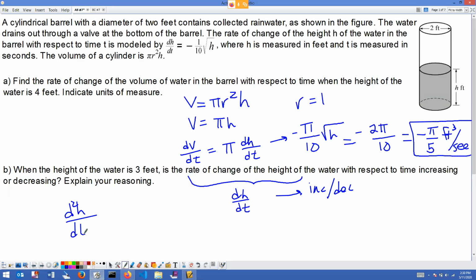So the second derivative of h with respect to t should be the derivative of negative 1/10 root h with respect to t. So the derivative of negative 1/10 root h is negative 1/10 times the derivative of root h, which is 1 over 2 root h. And since we're taking the derivative of an h term with respect to t, there's another dh/dt term that gets attached to the end of it.